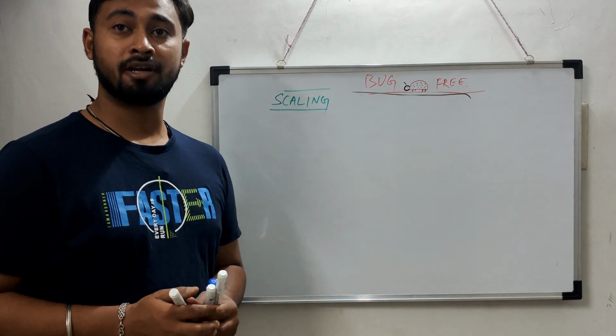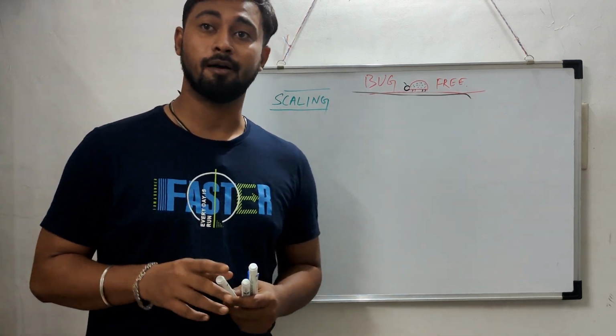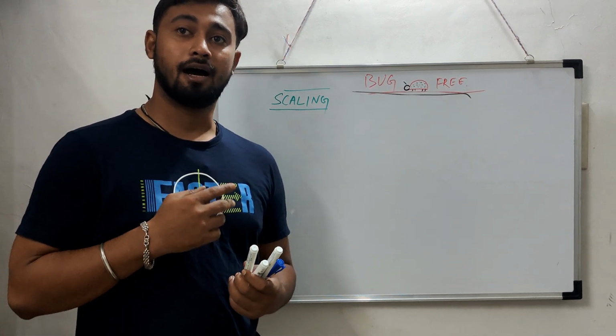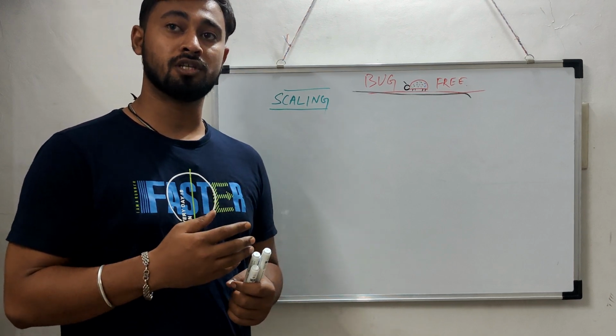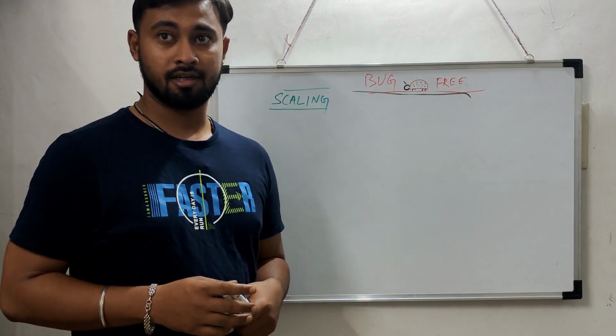So today's topic is scaling. This is a very important topic in the field of computer science. We can do scaling in two ways: one is upscaling and the second is downscaling. Upscaling means increasing the amount of resources allotted. Downscaling means decreasing the amount of resources allotted.